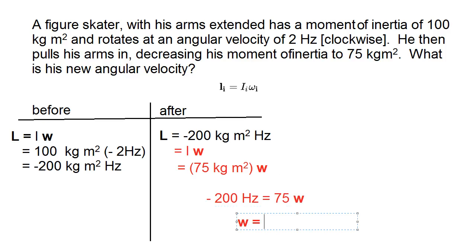With this, you can solve for omega. First of all, the direction is still going to be negative. That's not going to change. And if you take 200 and divide it by 75, you'll get 2.67 hertz. What you'll notice here is, just like if you were to go and watch figure skating, the omega has actually increased if you compare his new one to his original one. They're both in the same direction, but one is faster than the other. And that's what you'll see.